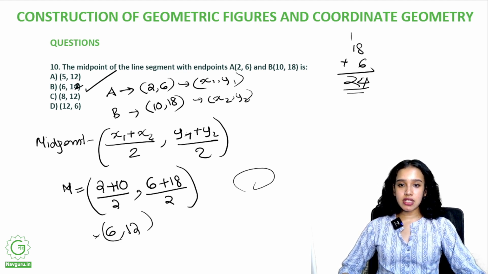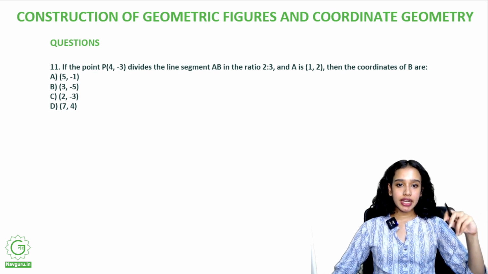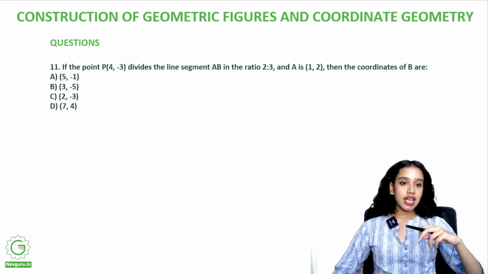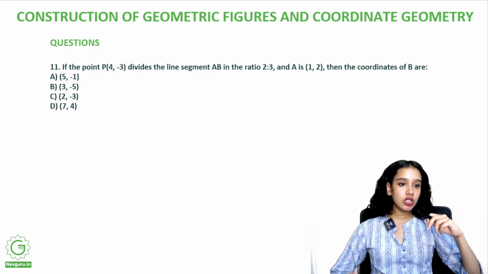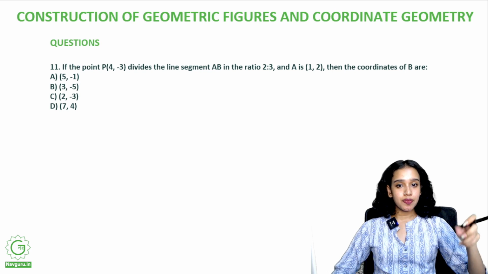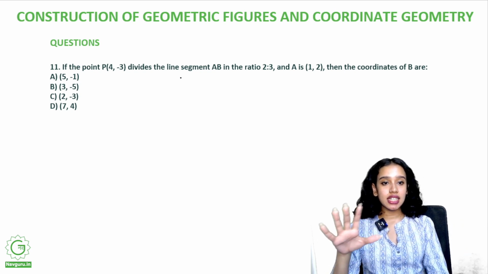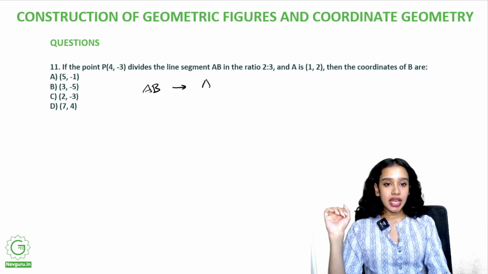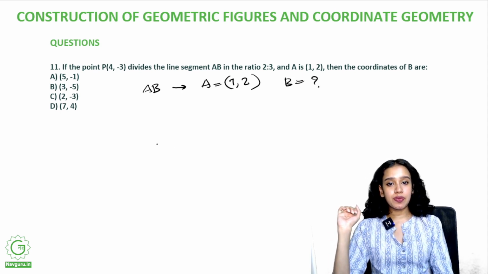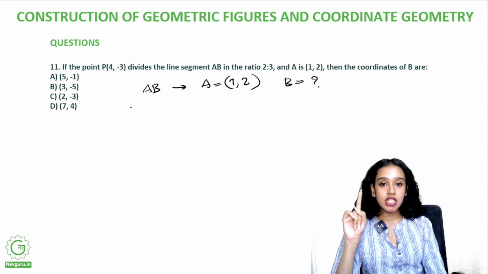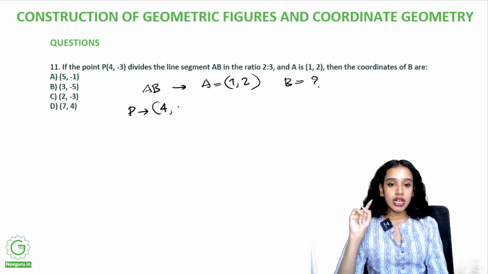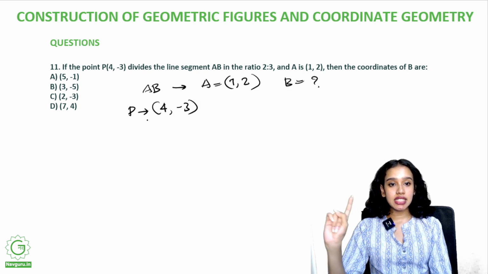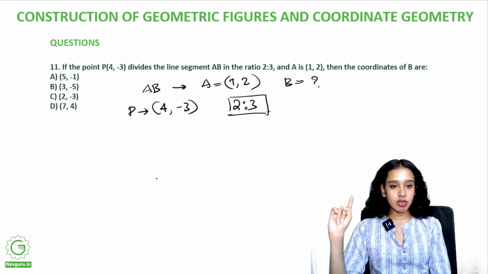Now let's move on to the next question. If the point P 4, minus 3 divides the line segment AB in the ratio 2:3 and A is 1, 2, then the coordinates of B are. So here this is a tricky question. Why? We have the line segment AB. The coordinate of A is equal to 1, 2. We don't know the coordinates of B, but what is given? There is a point P which has coordinates 4 and minus 3, which divides the line segment AB in the ratio 2:3. This is the way it divides the line segment, right?